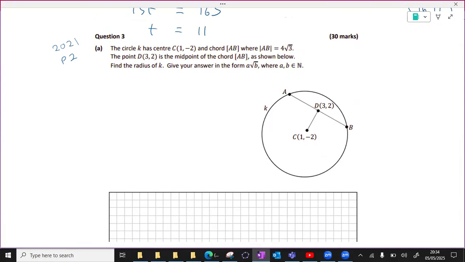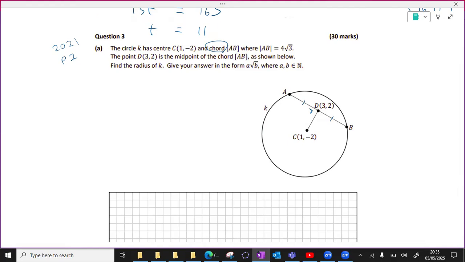Now, the minute I hear chord, I'm thinking the radius comes down on the chord at 90 degrees, and it also cuts the chord into two equal pieces. So even just that mention of the word chord strikes a chord with me. Excuse the pun.